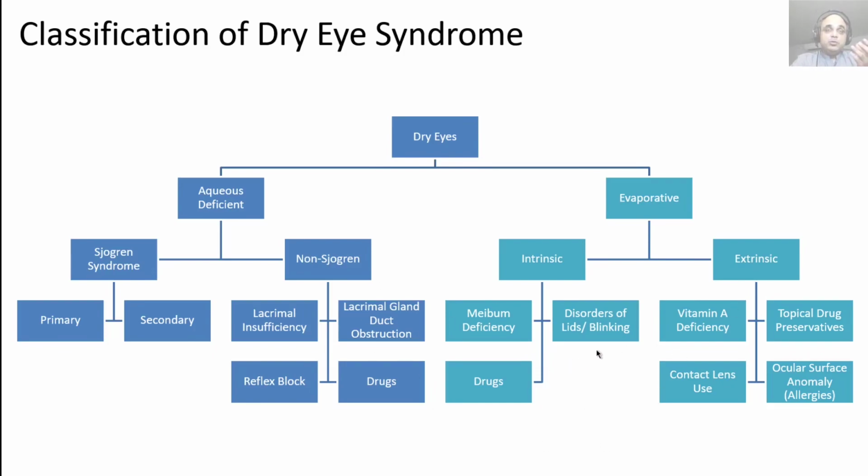Or you have too low a blink rate, for example, as in the case of seventh nerve palsy or Bell's palsy. Again, drugs which can cause excessive evaporation. Finally, we have extrinsic factors, which are factors from the outside. Vitamin A deficiency. We used to see this very commonly in Pakistan. We still do see this, but not as commonly as before. Drug preservatives, topical drug preservatives, contact lens use, and allergies. All of these conditions are extrinsic conditions that make the tear film evaporate quicker.